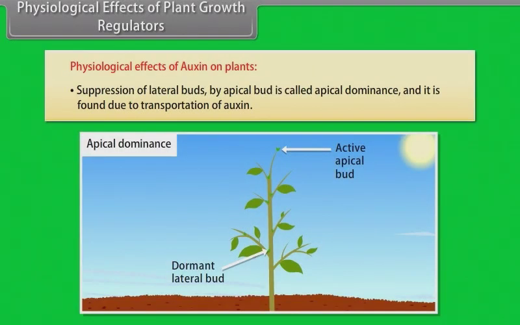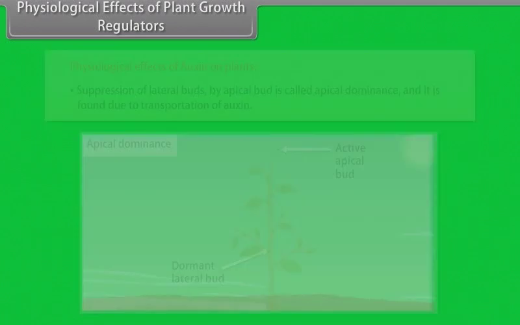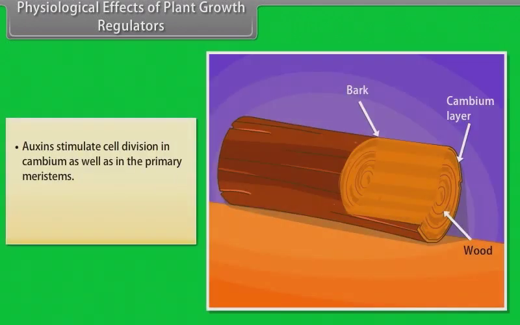Physiological effects of auxin on plants. Suppression of lateral buds by the apical bud is called apical dominance, and it is due to transportation of auxin. Auxin stimulates cell division in the cambium as well as in the primary meristems. Cell elongation is an important role played by auxins.